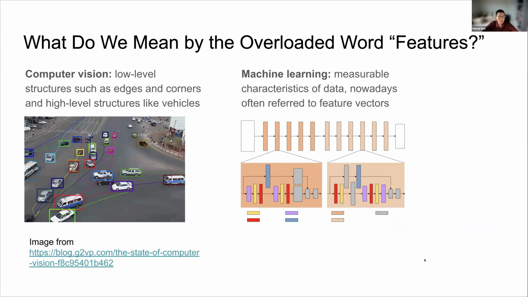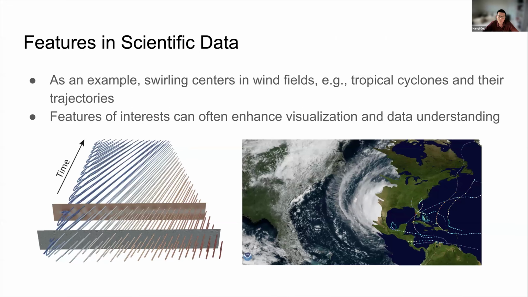One of the buzzwords I'm using is features. Nowadays, it's super overloaded. For example, in computer vision, whenever we talk about features, there may be low-level structures like edges or corners, and they can also be high-level structures like vehicles and other things, right? And in machine learning, everyone talks about features and different channels, and also refers to feature vectors in a very high-dimensional space. So what do we mean by features in the context of scientific data? Here I'm trying not to define features, but to start with an example.